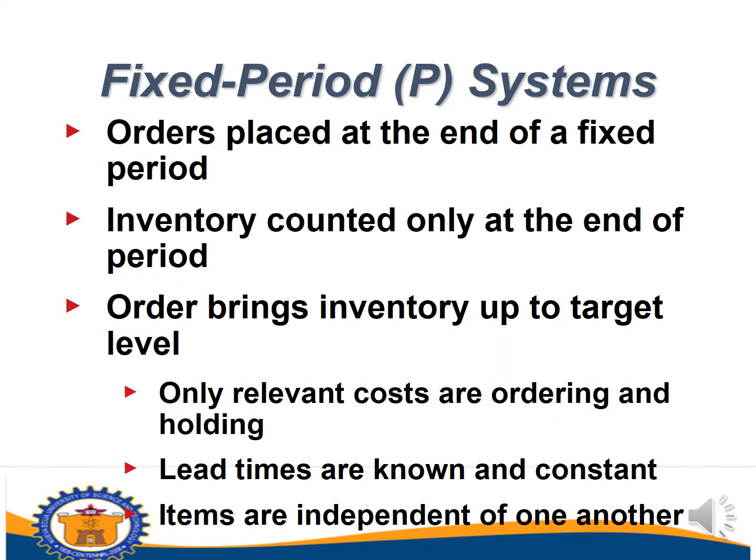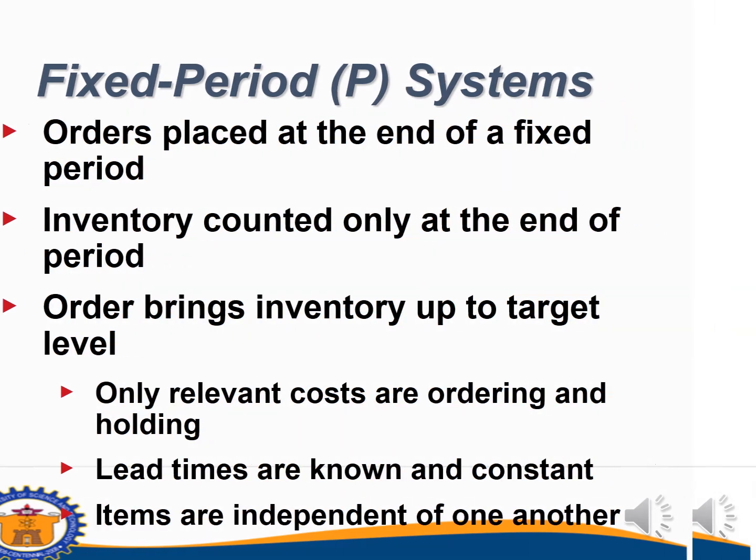Fixed period systems or P systems. Order placed at the end of a fixed period. Inventory counted only at the end of the period. Order brings inventory up to the target level. Only relevant costs are ordering and holding. Lead times are known and constant, and the items are independent of one another.